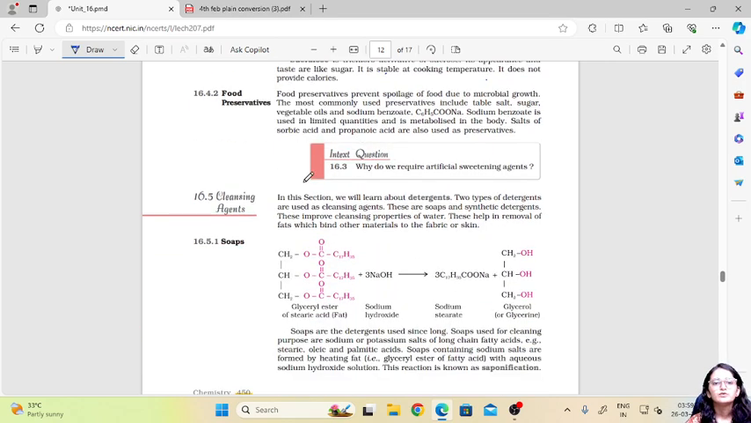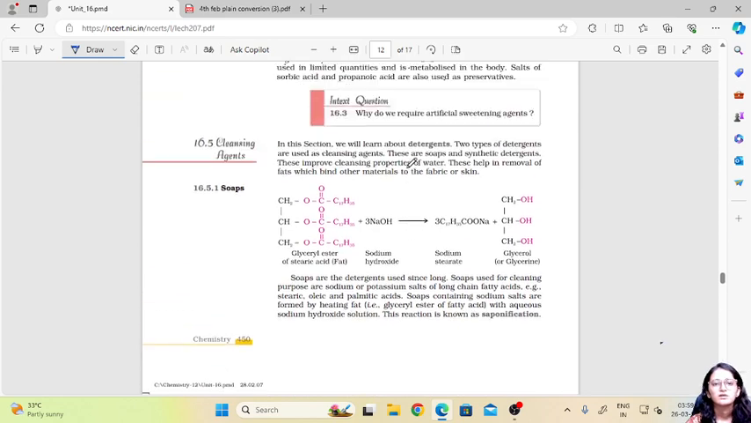Then next we have food preservatives. The commonly used preservatives are table salt, sugar, vegetable oils, then sodium benzoate. Sodium benzoate is used in limited quantities and is metabolized in the body. And salts of sorbic acid and propanoic acid are also used as preservatives.